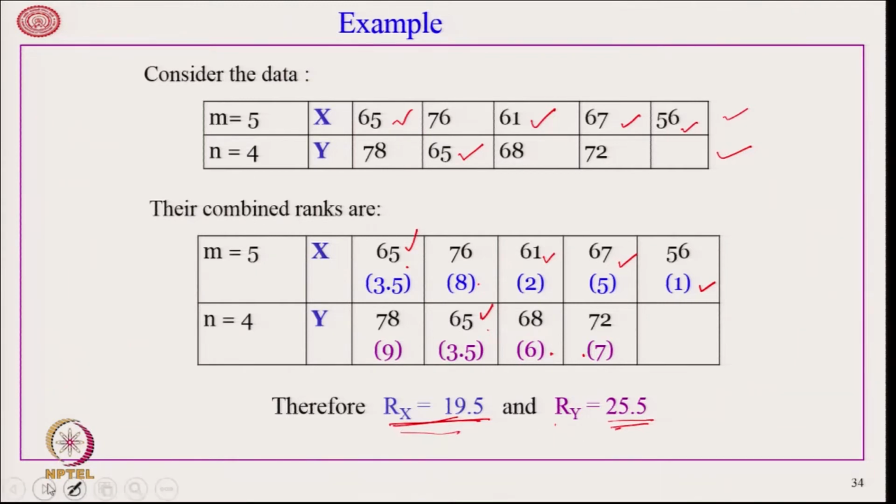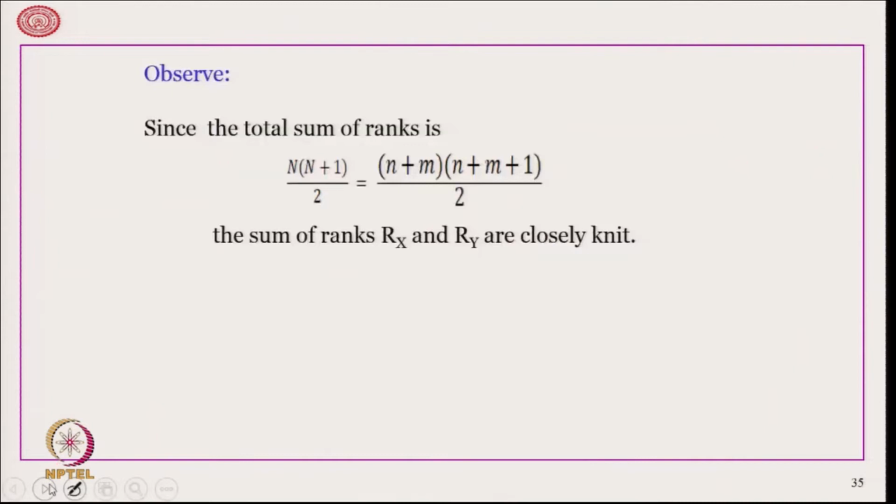Any one of them can be used as a statistic, but before that let us observe that the total sum of ranks is going to be capital N into N plus 1 by 2, which is equal to small n plus small m multiplied by n plus m plus 1 divided by 2. This is because capital N is equal to n plus m. Therefore, R x and R y are very closely related because their sum is equal to a constant.